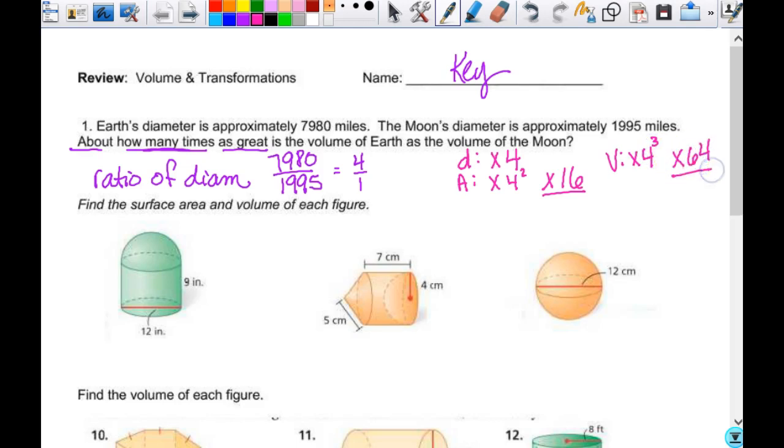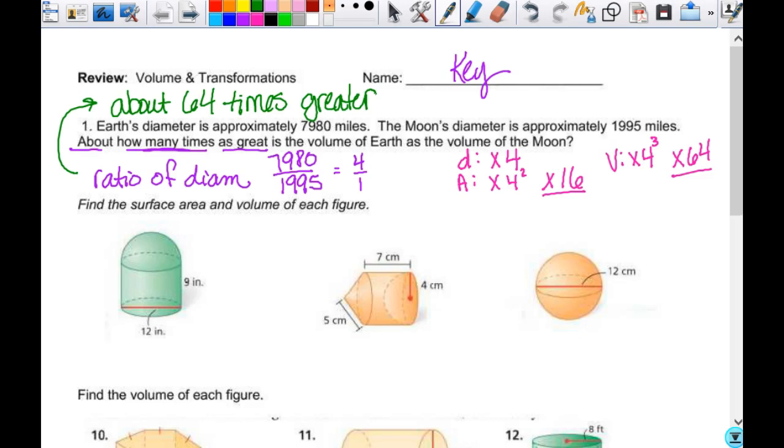So times 64. So the answer then, which I guess I'll write right here, I know I didn't give you tons of room, about 64 times greater. Okay. Everybody okay with that? Does that make sense? Now I could find the volumes and then I could find that ratio and it would divide out to be 64 instead of dividing out to be 4, but that's a whole lot better, especially if you don't have a calculator in your hand.